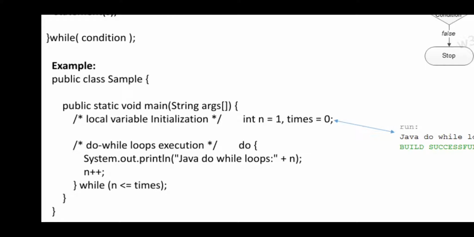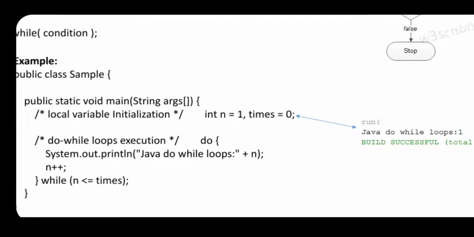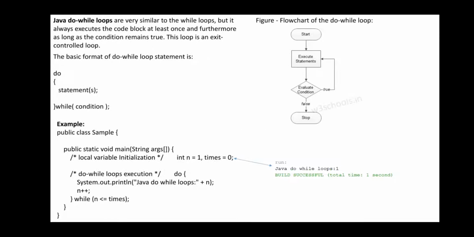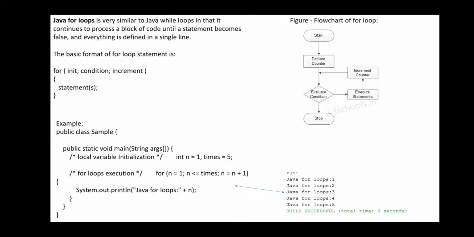So you can check a statement here. N is equal to 1 and times is equal to 0. It enters into the do statement and executes the n value, for the first time 1. Then n will be incremented by 1, that is equal to 2. Is 2 lesser than or equal to 0? No, so directly it comes out of the loop. So this is called the do while statement.